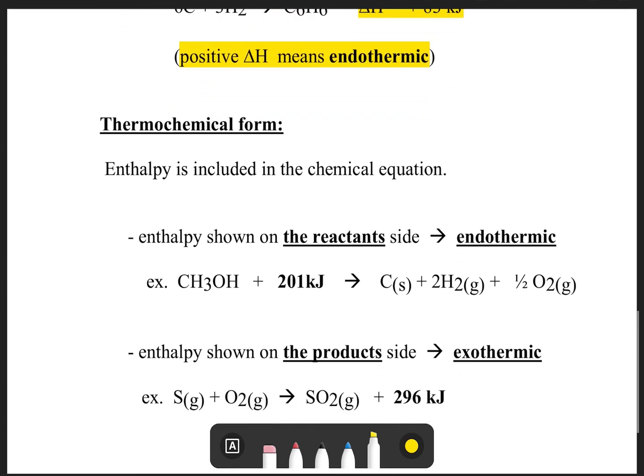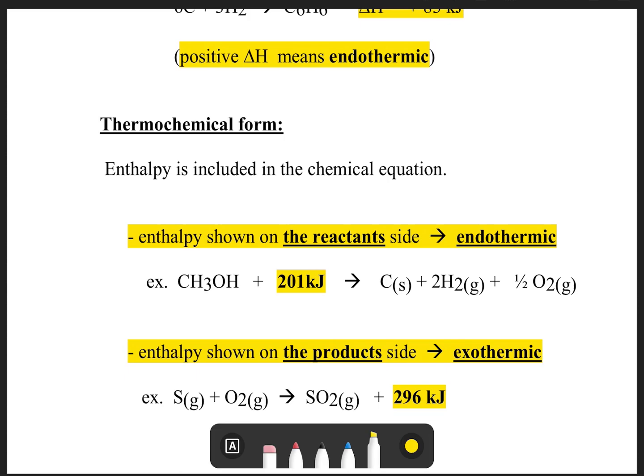We can also write this in thermochemical form, where the enthalpy is included in the chemical equation. If we see that enthalpy shown on the reactant side, that means we have an endothermic chemical reaction. If we have enthalpy shown on the product side, that means we have an exothermic chemical reaction.